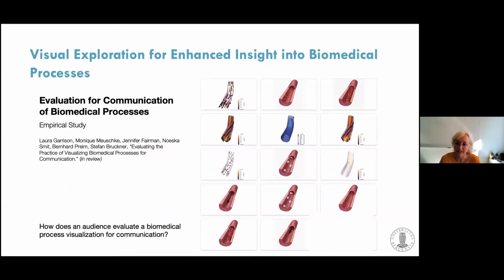The last research area that I've looked at so far is this empirical study for evaluating visualizations of biomedical processes for communication purposes. The problem that we have in this space is that we don't really know. We have heuristics for this, but we don't really know what aspects of a visualization are important for meeting a communication goal for different audiences. So we set out to try to make some inroads to finding this out. This is in progress. We submitted it to Viz, fingers crossed.